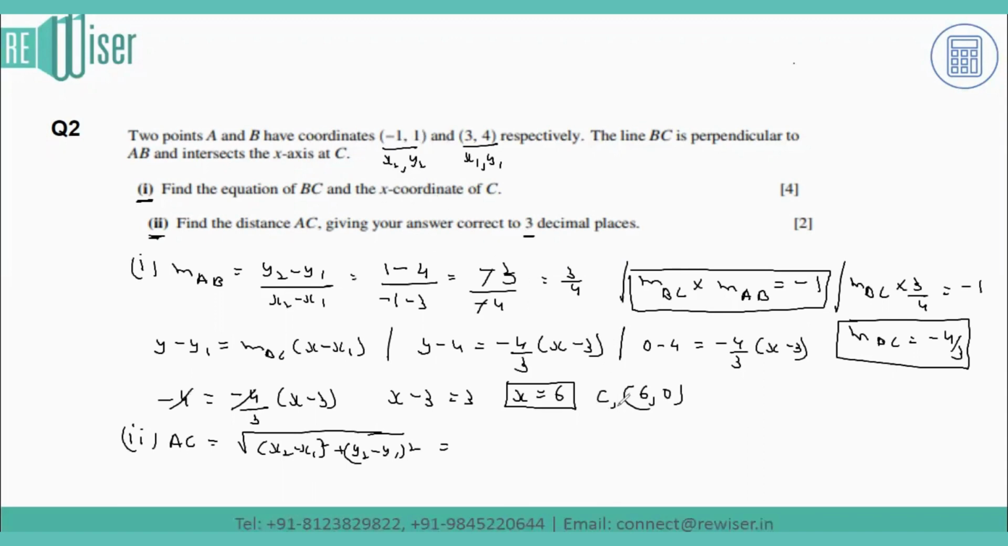So this is x2, y2, and we can name the other as the new x1, y1 coordinate. If I put it into the formula, we can say that x2 minus x1, that is -1 minus 6, whole square, plus y2 minus y1, that is 1 square. So the answer that we got for this is 7.071. That's what they have asked in these decimal places. So that will be the final answer for this question.